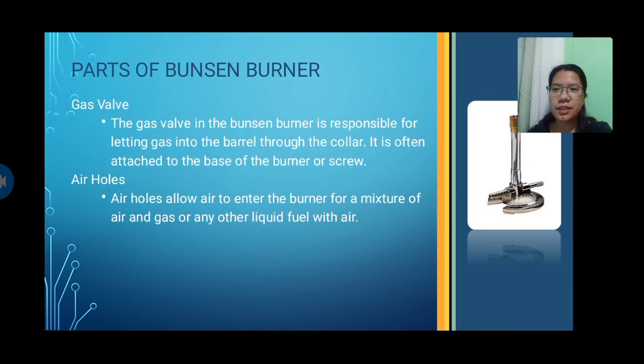Air holes. Air holes allow air to enter the burner for a mixture of air and gas or any other liquid fuel with air.